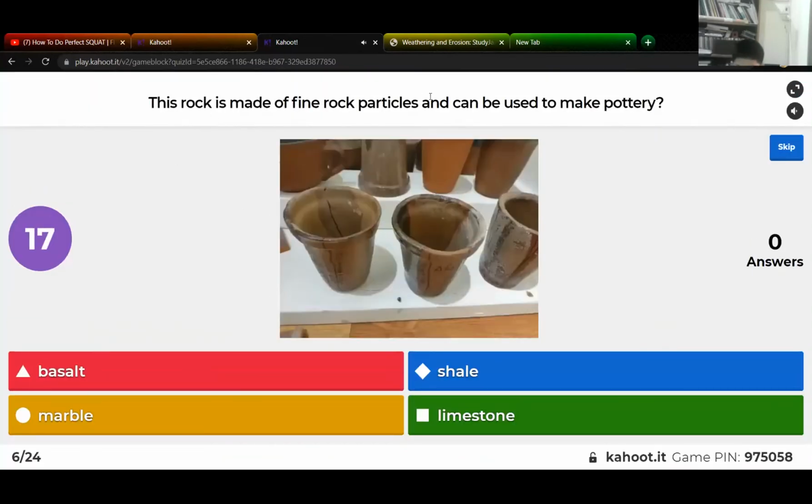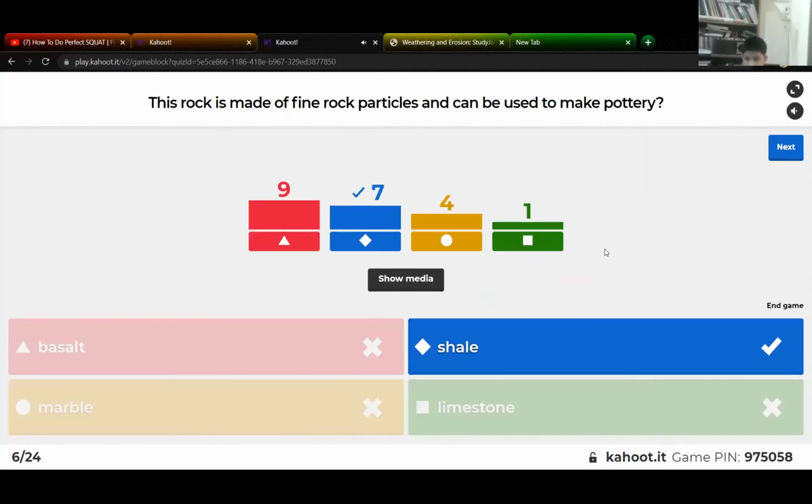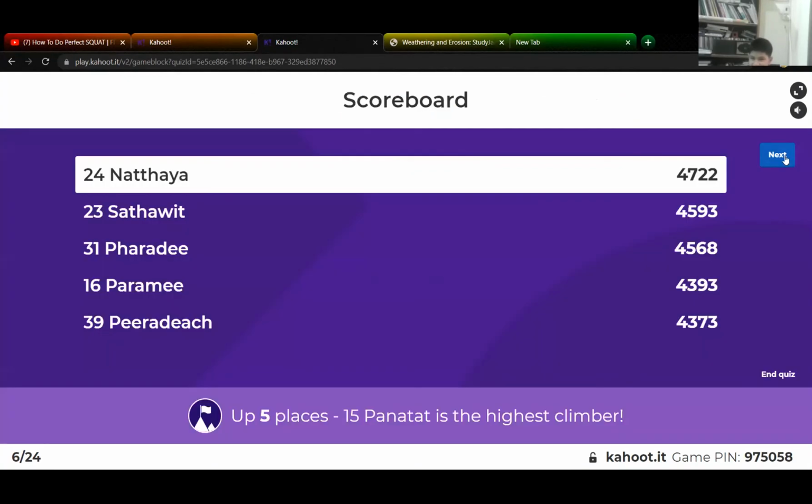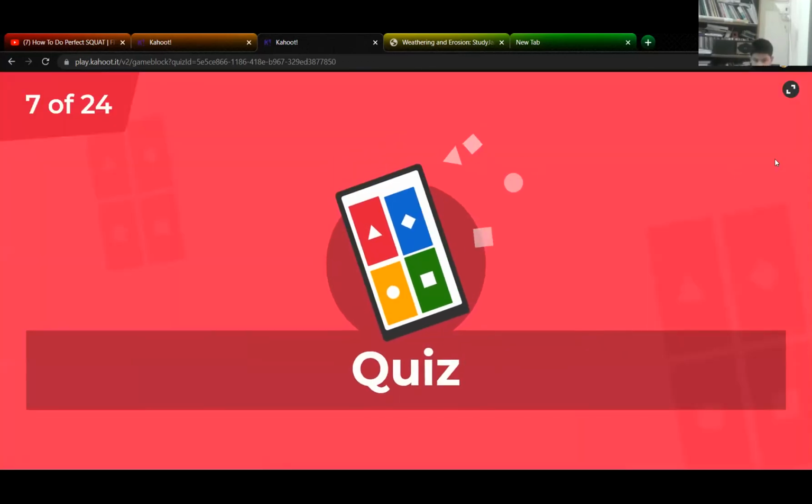This rock is made of fine rock particles and can be used to make pottery or bricks, as is stated in your book. Okay, the answer is shale. Why did a lot of you answer basalt? Okay, Nataya and Satawit, Paradi, Jirayu, Parami at top 5.